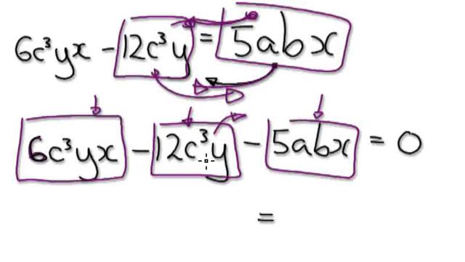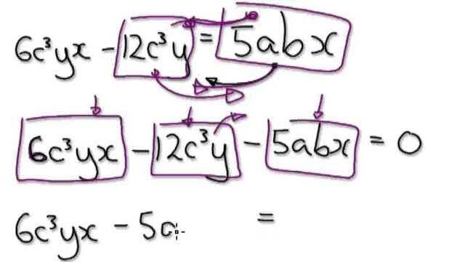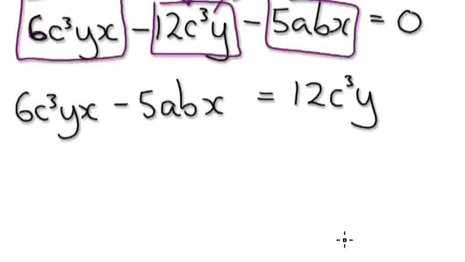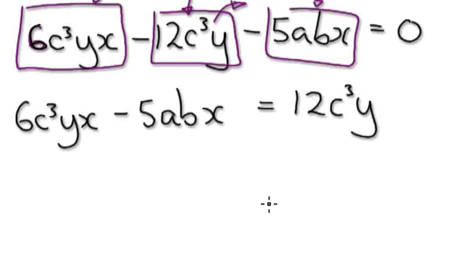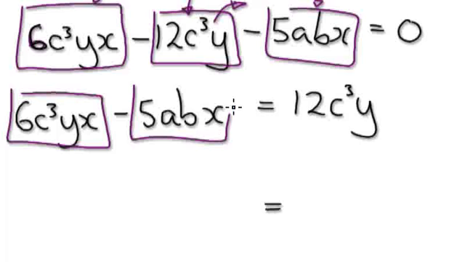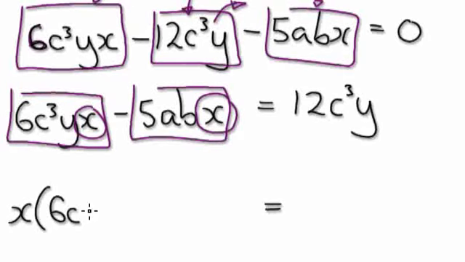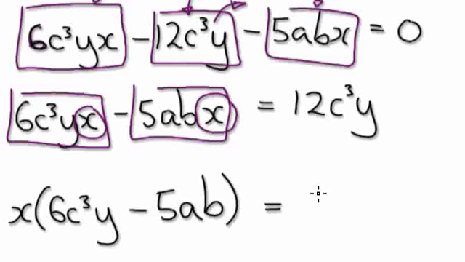So inside your mind, add 12c to the power 3y. So it will be this minus 5abx equals 12c to the power 3y. Now visualize it as this: this take away this, and x is in common here and here. So let's factorize x. It will be x(6c to the power 3y minus 5ab), close it, equals the rest.